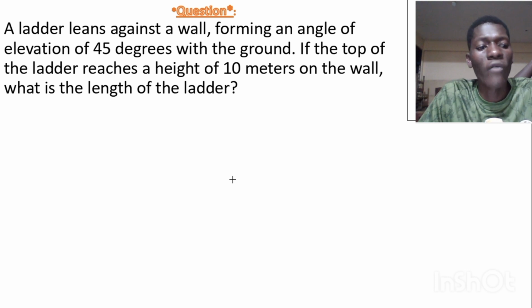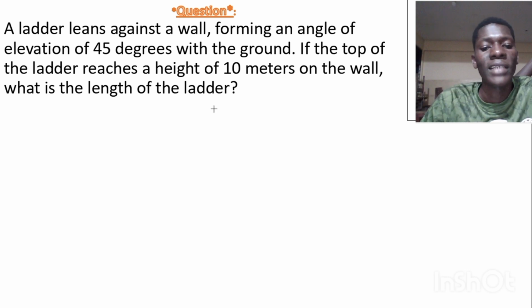So if the top of the ladder reaches the height of 10 meters, what they are trying to tell us is that the point at which the ladder touches the wall was 10 meters high. So if you are solving it, we'll consider only 10 meters, not all the height of the wall. So the height of the wall is 10 meters. And the angle of elevation was 45 degrees. And the question is, what is the length of the ladder?